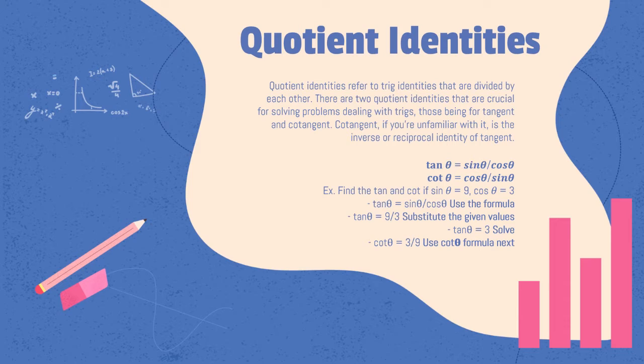So for example, find the tangent and cotangent if sine is equal to 9 and cosine is equal to 3. By using the formula, tangent is equal to sine over cosine. Substituting the given values, tangent is equal to 9 over 3. So let's solve it. Tangent is equal to 3. Use cotangent for the formula next. Cotangent is equal to 3 over 9.